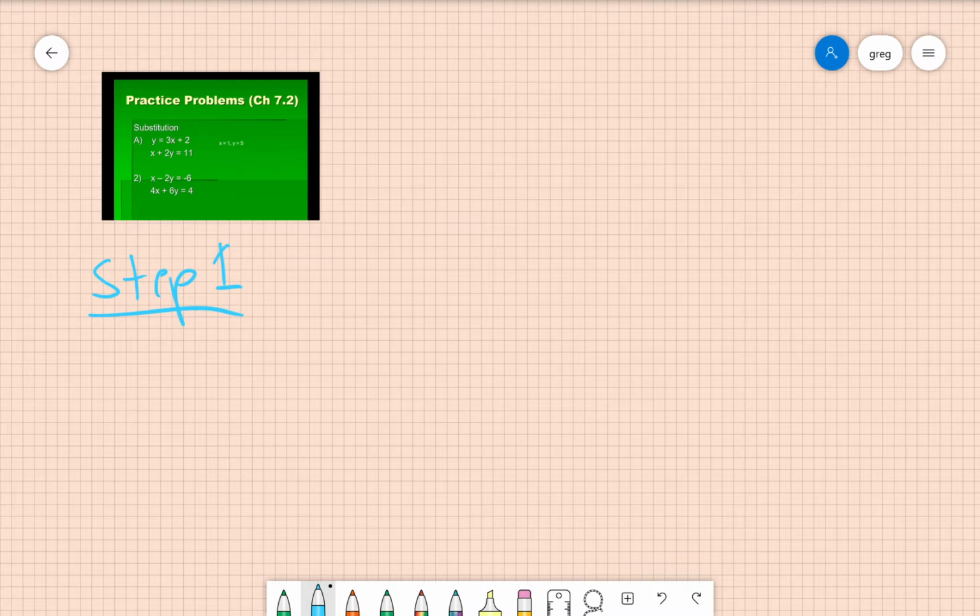Rewrite one equation for either variable, right? So we're looking at this problem right here, and we're going to rewrite one equation, either equation one or two, for either variable. So which one, Joseph, do you want? Which equation do you want to rewrite, and for what variable? Which one do you think would be the easiest? Which one do you want to isolate by itself?